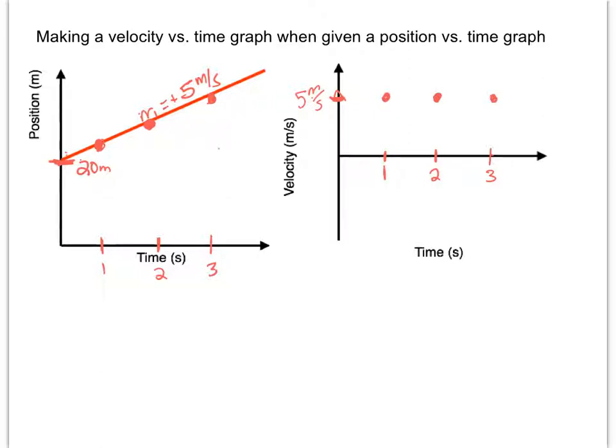So when we connect these dots, you'll see that this gives us a horizontal line. And notice that the velocity is constant. So the velocity is unchanging. It's always positive 5 meters per second. So that's how you would go from position time graph to a velocity time graph.